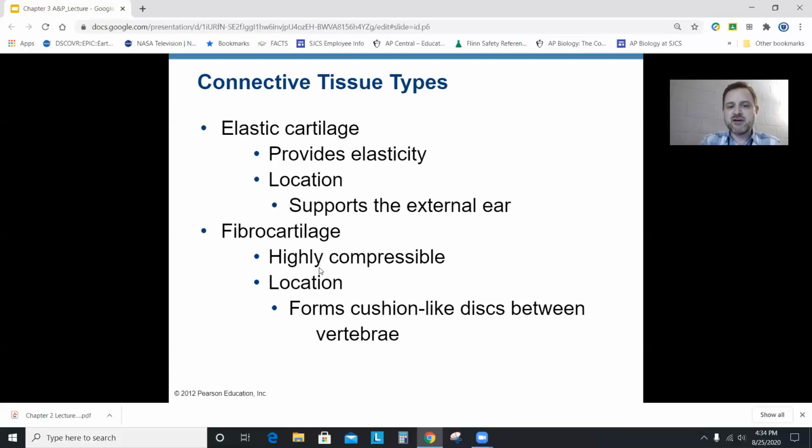Fibrocartilage is the kind of cartilage that's smushy. It's found between the vertebrae of your backbone. If you slip a disc in your back, it's because the vertebrae have been loosened or jostled from where they're supposed to be. Your backbone is not stretchy, it's flexible, it's bendable. You can do that number because the discs have this fibrocartilage between them.